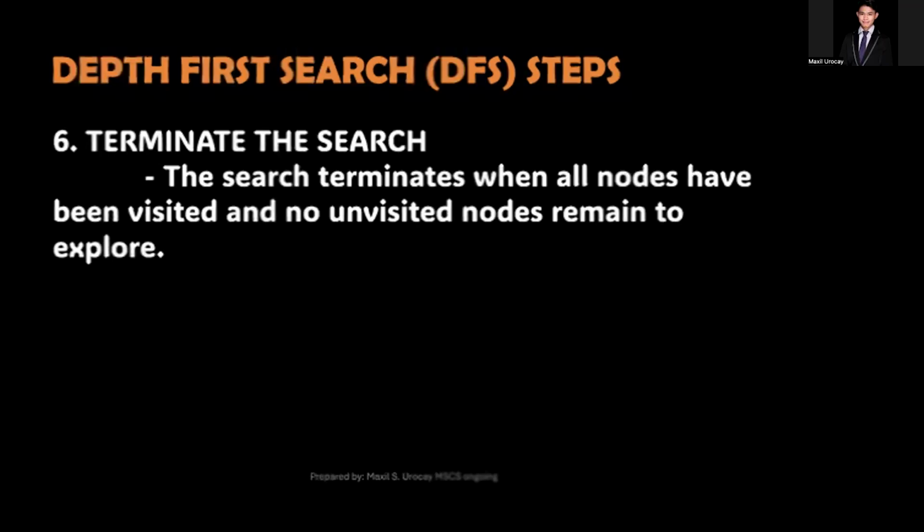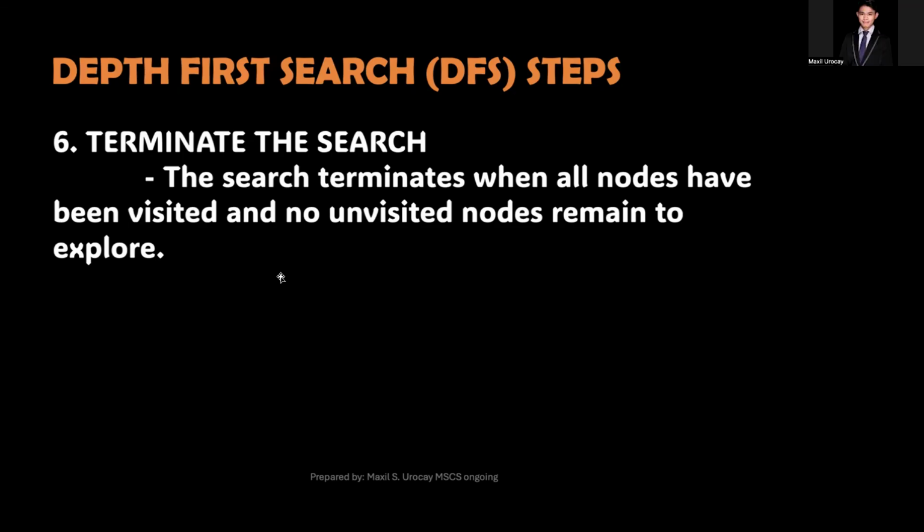The search terminates when all nodes have been visited and no unvisited nodes remain to explore. In this case, since we are just searching for a particular element, if you were able to find that element, for example, in the fourth level, then you have to return the value. You have to make sure that you are able to identify what level it is located at and everything. The representations will be walked through in the example as well.